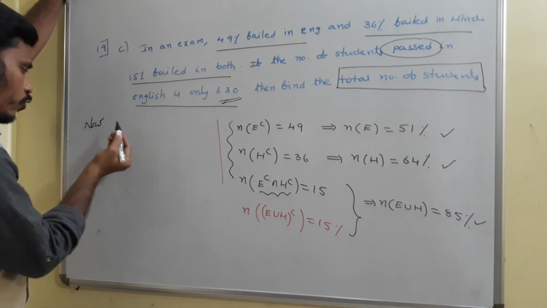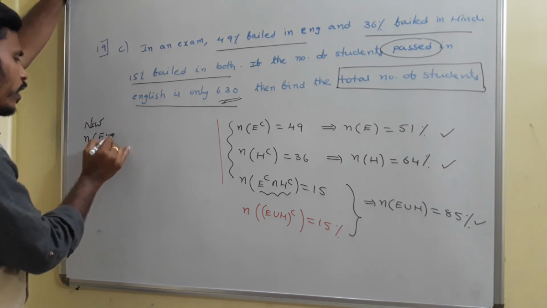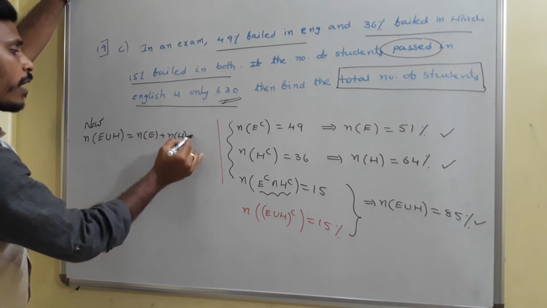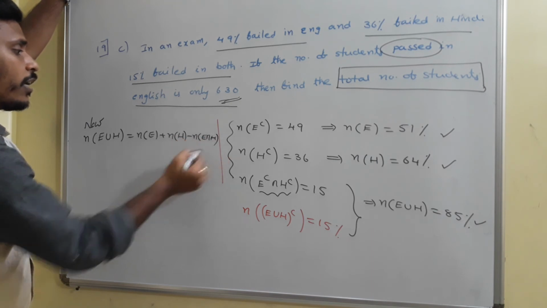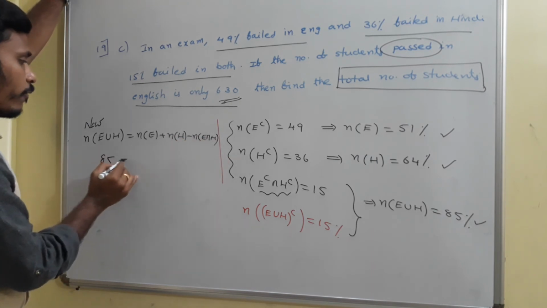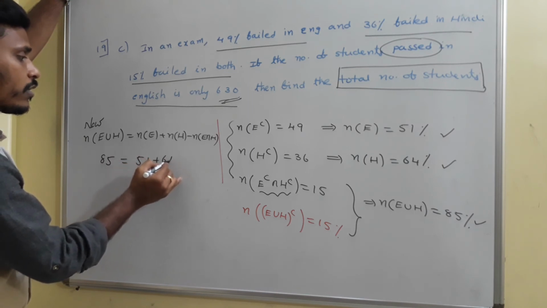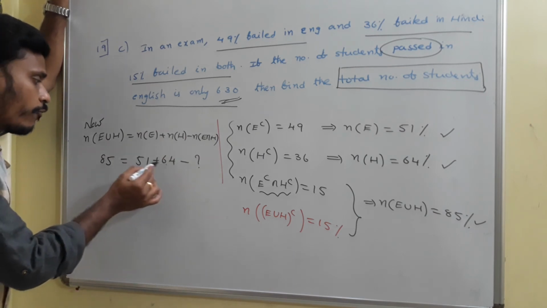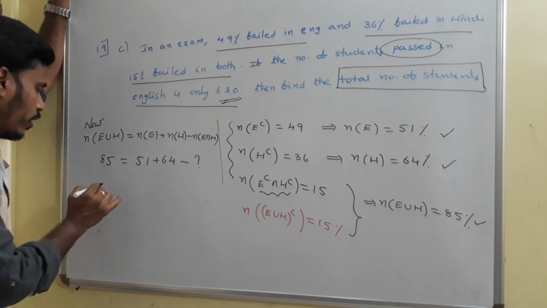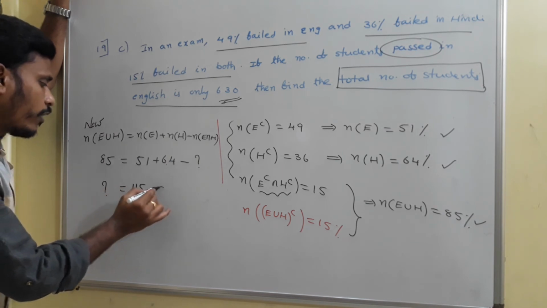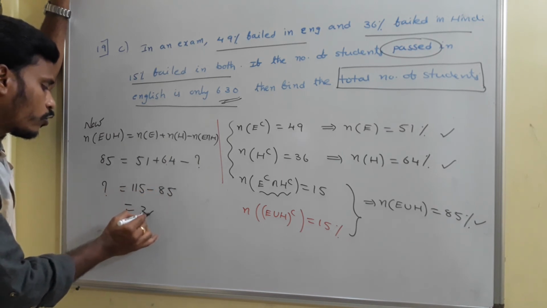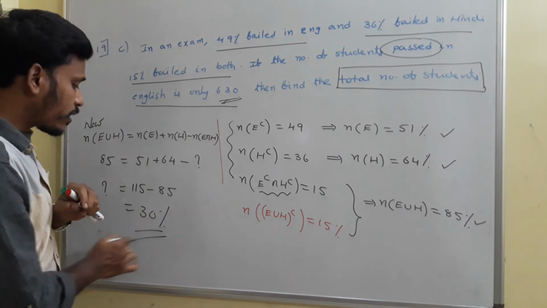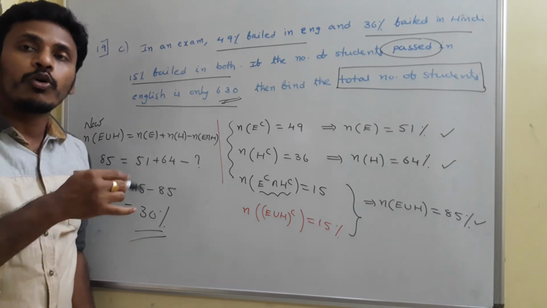And now, we have a formula usually. N of E union H is equal to N of E plus N of H minus N of E intersection H. E union H is 85, N of E is 51, N of H is 64, minus E intersection H, which is the question mark we need to find. So 64 plus 51 is 115. So that question mark value is 115 minus 85, which is 30%. So at the end, it is very clear that 30% of the students passed in both the subjects.